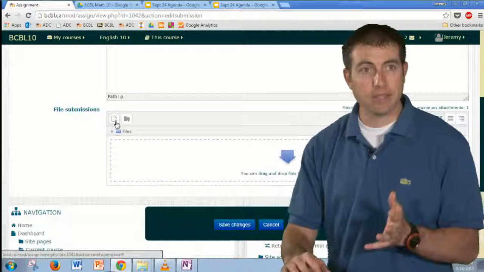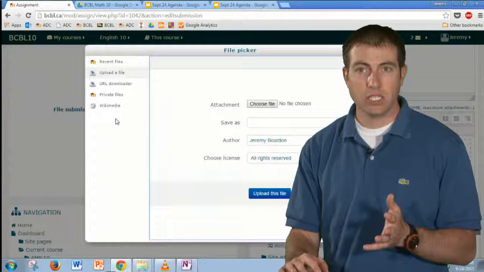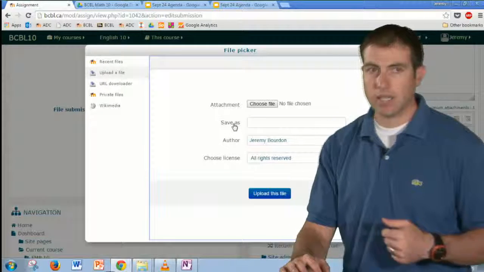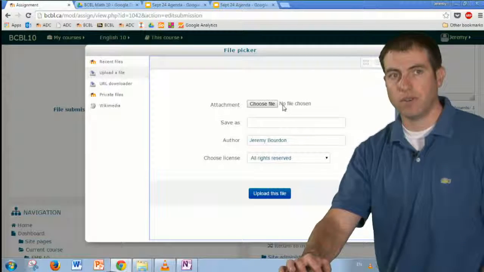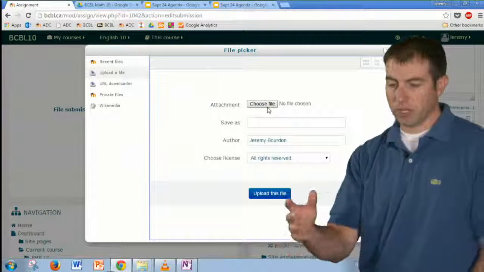So I'm going to add a file. It's just this little page here. And then it's going to ask me to choose the file. So what I'm going to need to do is go into my hard drive on my computer and figure out where that file is.